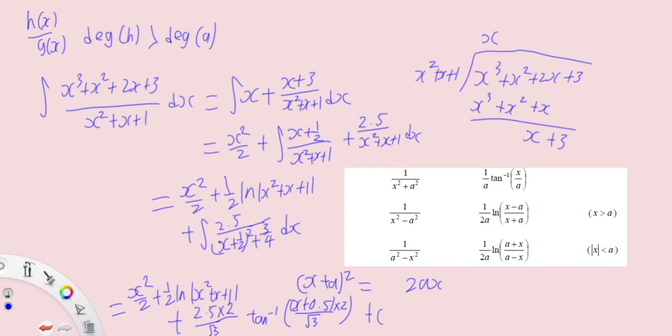The whole idea should be that the final integral will simply be x squared over 2 plus half ln x squared plus x plus 1 plus 5 over root 3 tangent inverse 2x plus 1 over root 3 plus c. So this is the whole generic idea of solving the function hx over gx. Alright, so in summary, these are the steps to take.